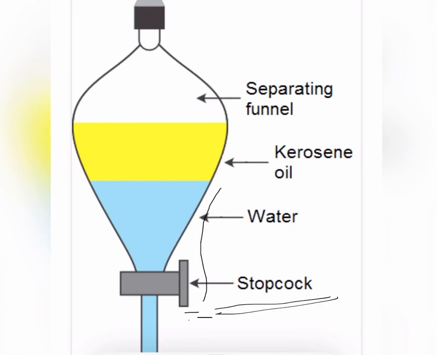And this is the principle of separating this mixture: they have different densities. One is lighter and the other is heavier. The heavier liquid will be on the lower side, and the lighter liquid will float on the upper side. So if you have to separate two immiscible liquids, you will use a device called a separating funnel.